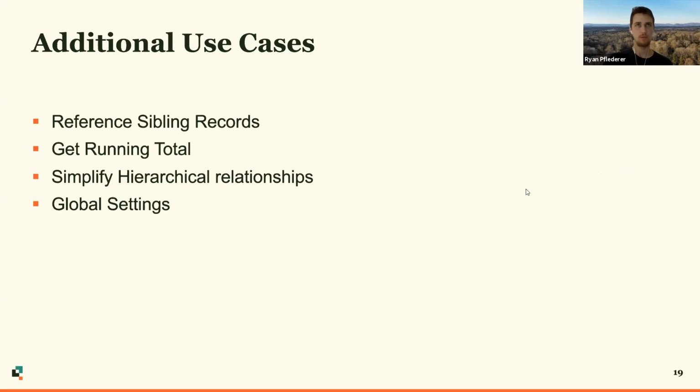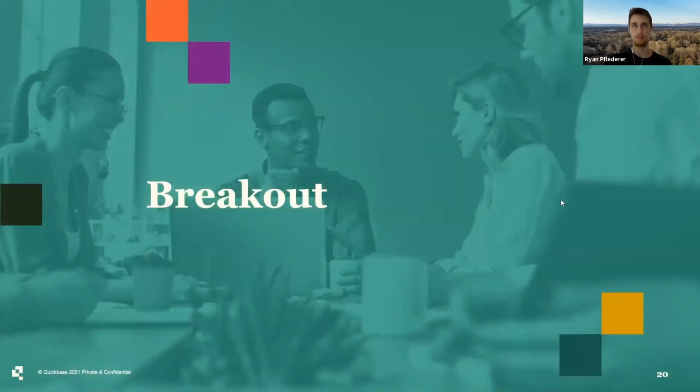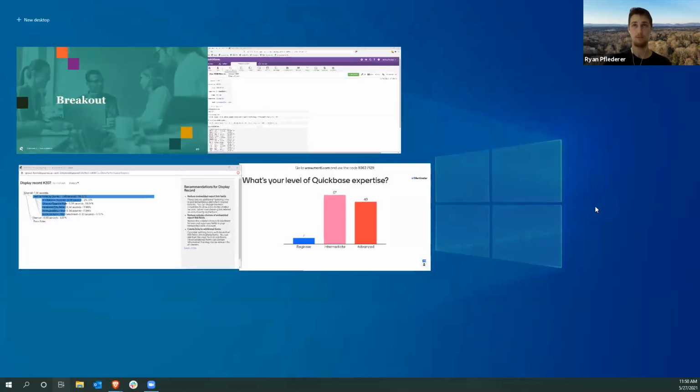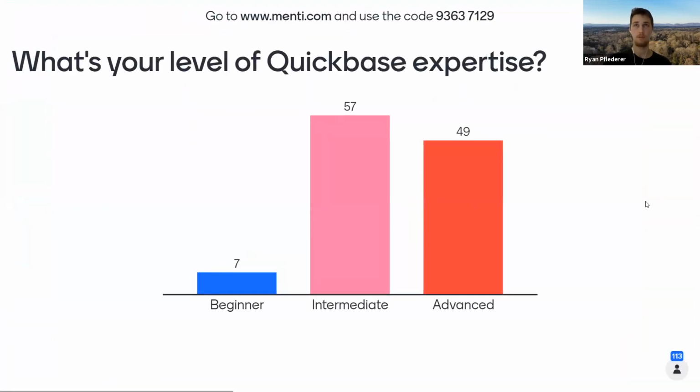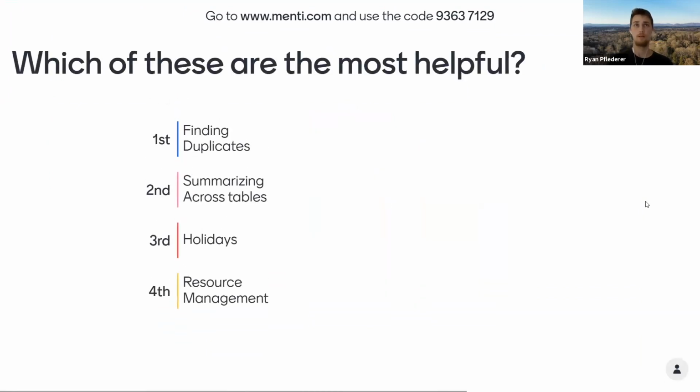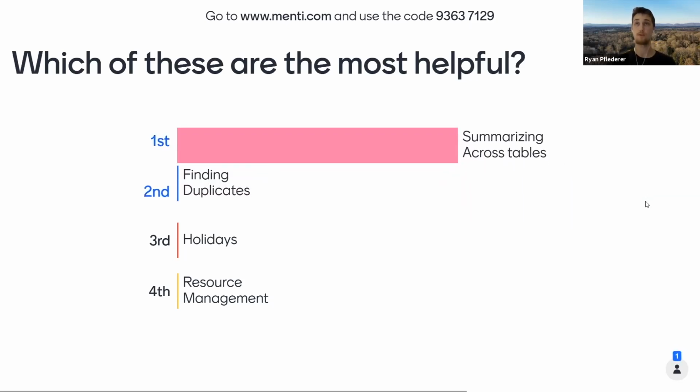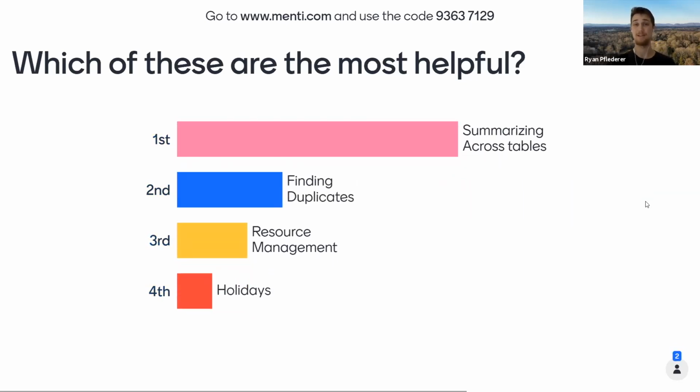So real quick, we are going to be jumping into the breakout, but before we do, have a couple more Mentis. So of those 4 demos that you saw, finding duplicates, summarizing across the table, so basically that rolling summary, the holidays, and the resource management or resource allocation, which of those do you think would be the most beneficial or most helpful for you as it stands today?